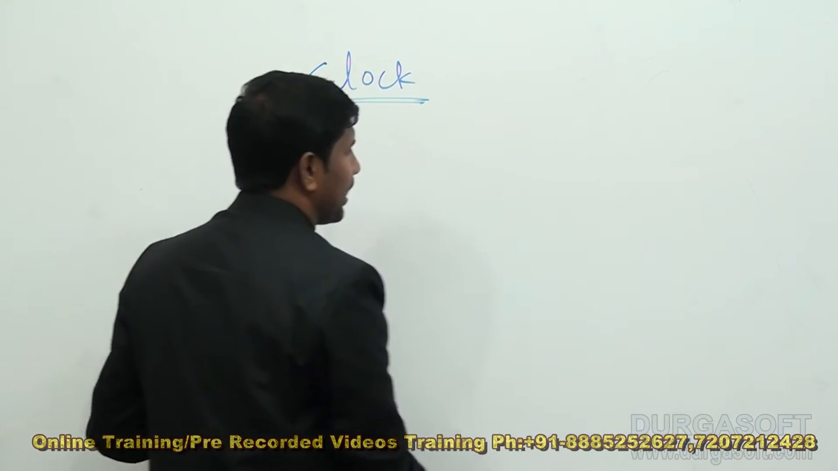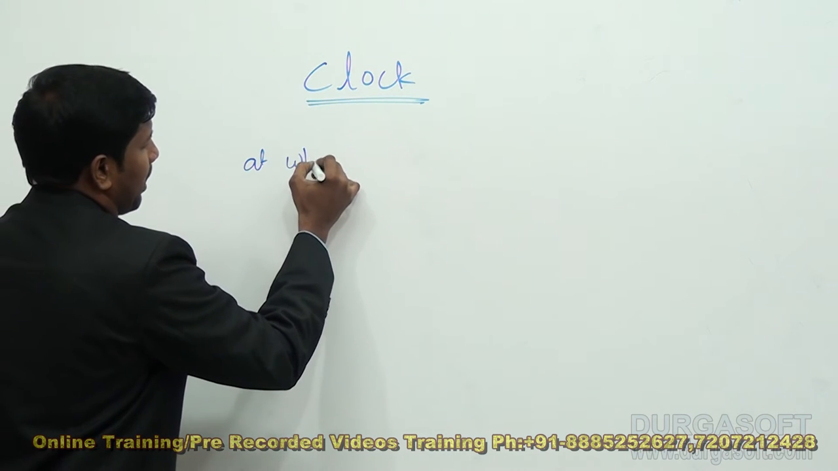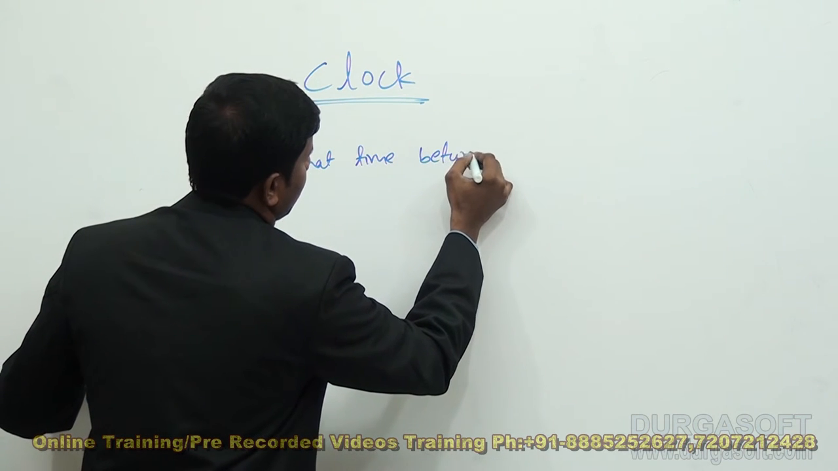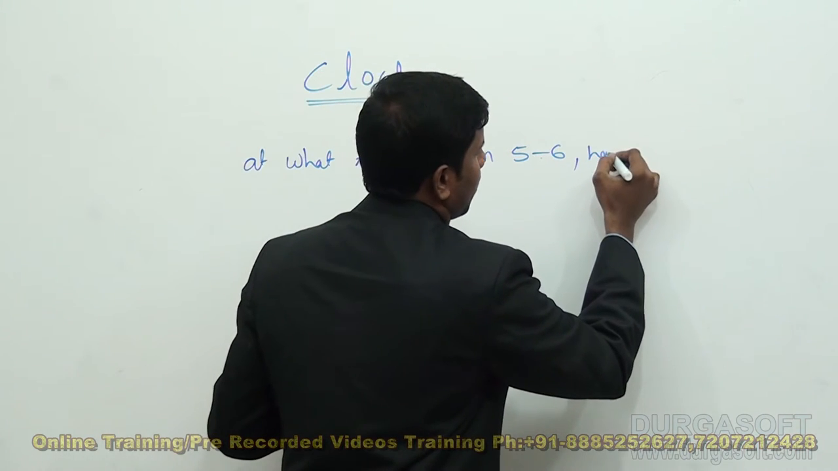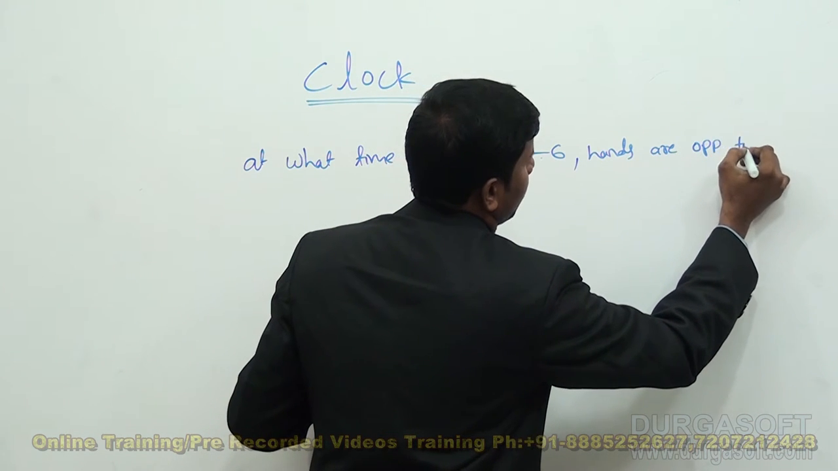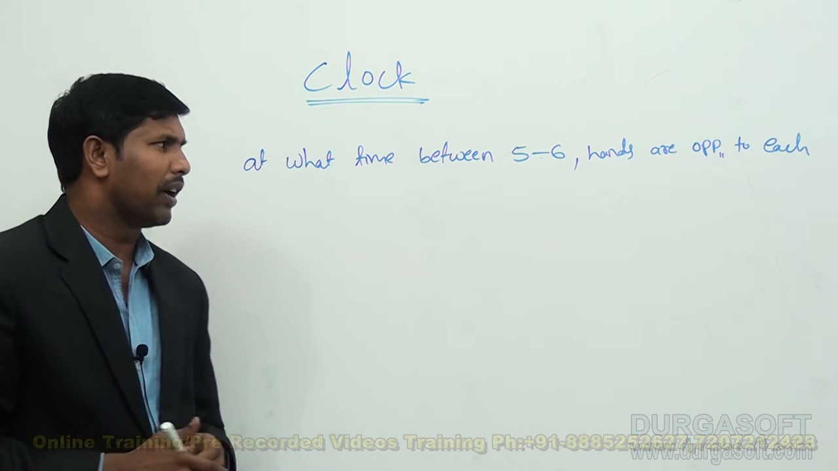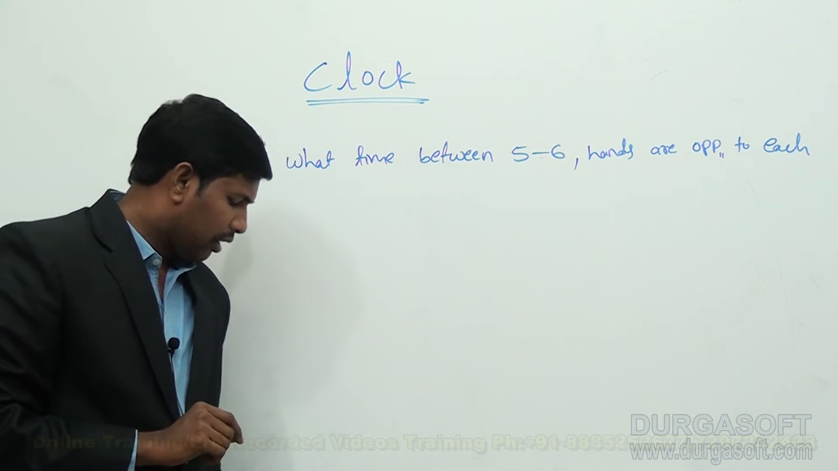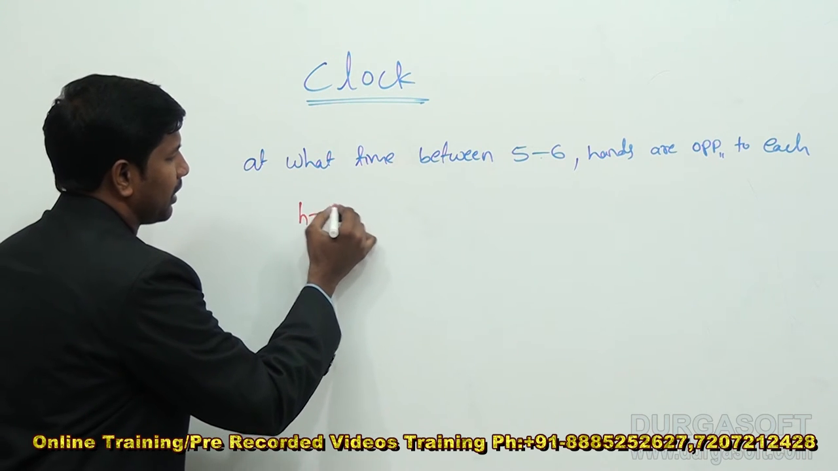So the other angle, if we consider 180 degrees, even that also, suppose I ask at what time between 5 to 6 the hands are opposite to each other. So at what time between 5 to 6 will the hands of the clock be opposite to each other? Now we should calculate the time. Now we know that the h value is the lower limit, that is 5.